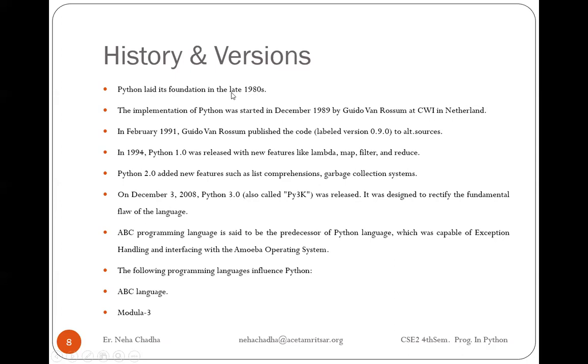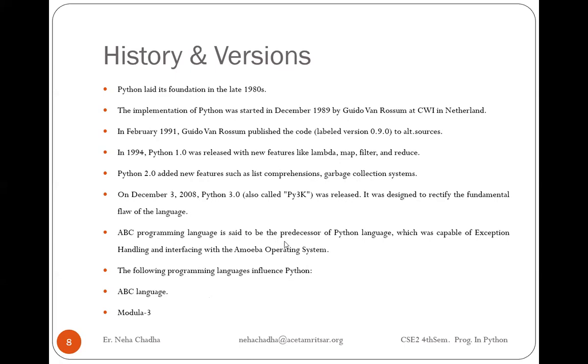Python laid its foundation in the late 1980s. The implementation of Python was started in December 1989 by Guido van Rossum at CWI in the Netherlands. In February 1991, Guido van Rossum published the code. In 1994, Python 1.0 was released with features like lambda, map, filter, and reduce. These are the functions that we will study. Python 2.0 added new features such as list comprehension, a garbage collection system, and so on. In December 2008, Python 3.0, that is Py3K, was released. It was designed to rectify the fundamental flaws of the language.